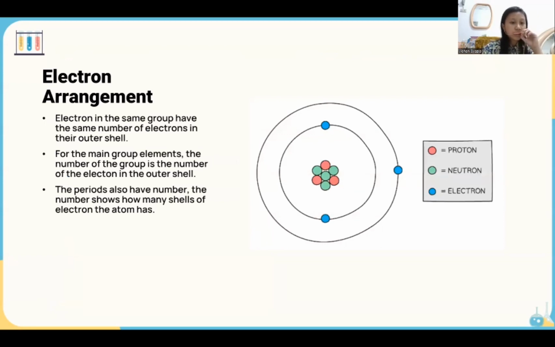Next is electron arrangement. The elements in the same group have the same number of electrons in their outer shell. For the main group elements, the number of the group is the number of electrons in the outer shell. The period also has a number. The number shows how many shells of electrons the atom has. So the green one is a neutron and the red one is the proton. And the outside is the electron, which is in the shell.